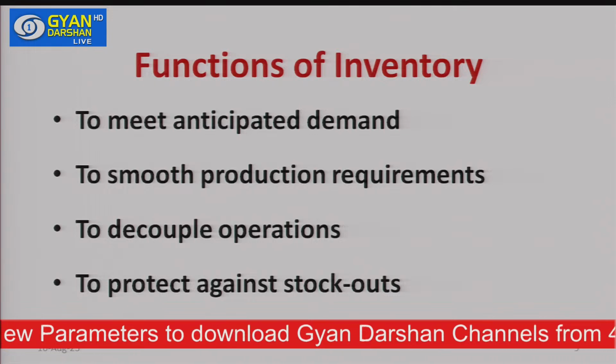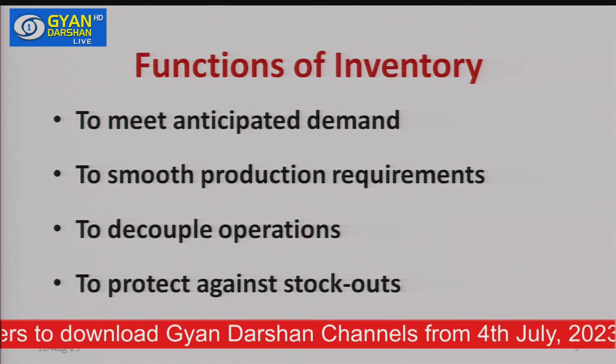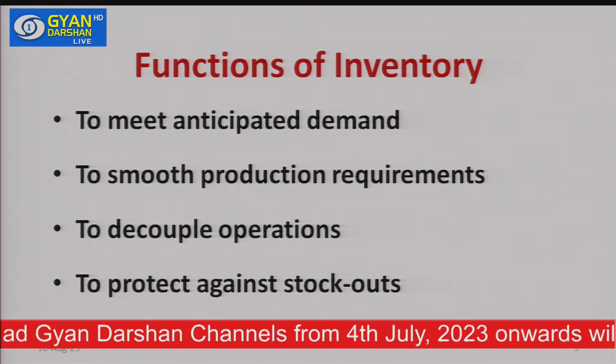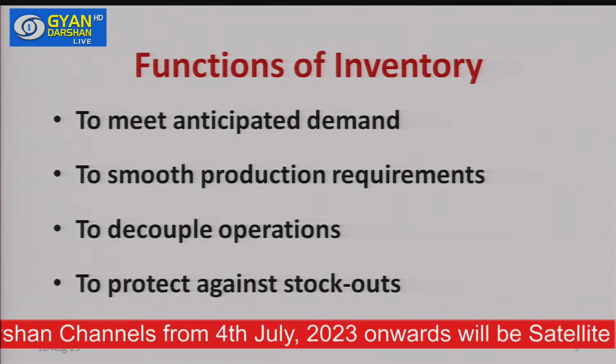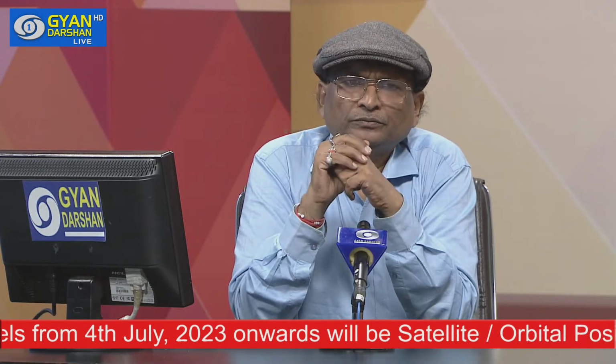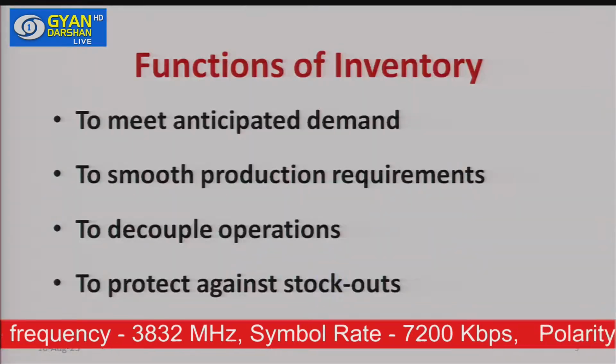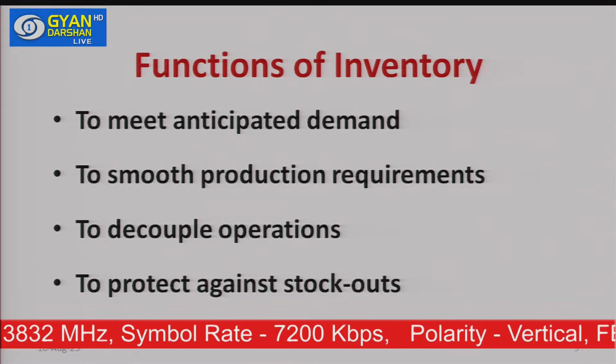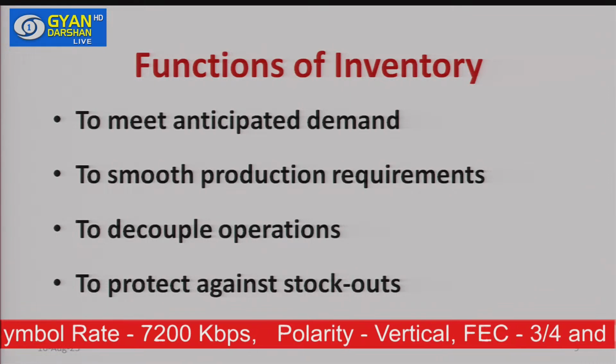This is a very simple function of inventory. In this operation, we have several stages. So the inventory of the first stage is decoupled. That means for each stage we need separate inventory. I will give you one example.